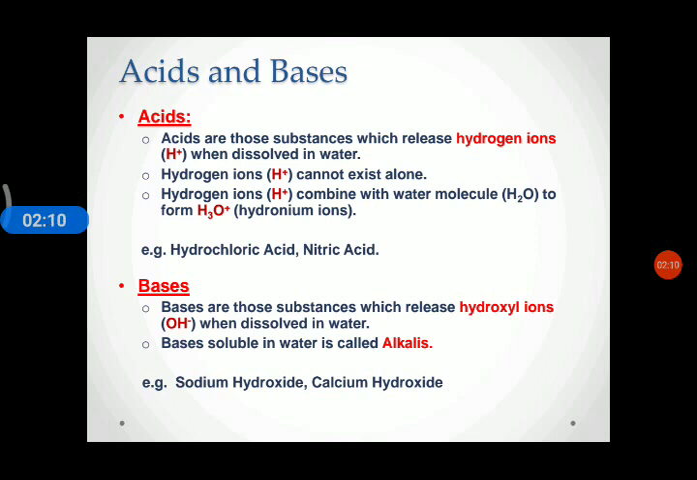Hydrogen is in gaseous form, chlorine is also in gaseous form, and HCl, hydrogen chloride, is also in gaseous form. But in gaseous form, it does not show the properties of acid. It shows acidic nature only when it is dissolved in water. Hydrochloric acid shows acidic nature only in liquid form. Similarly, another example is nitric acid, etc. There are a lot of acids.